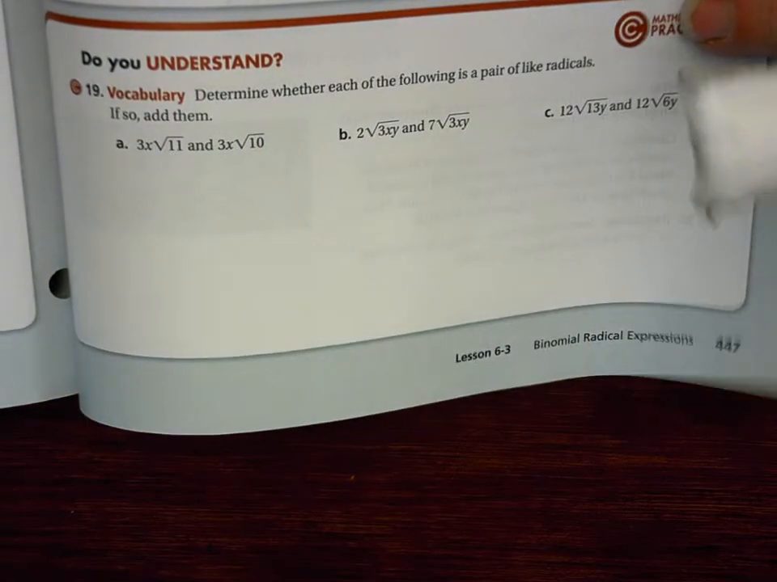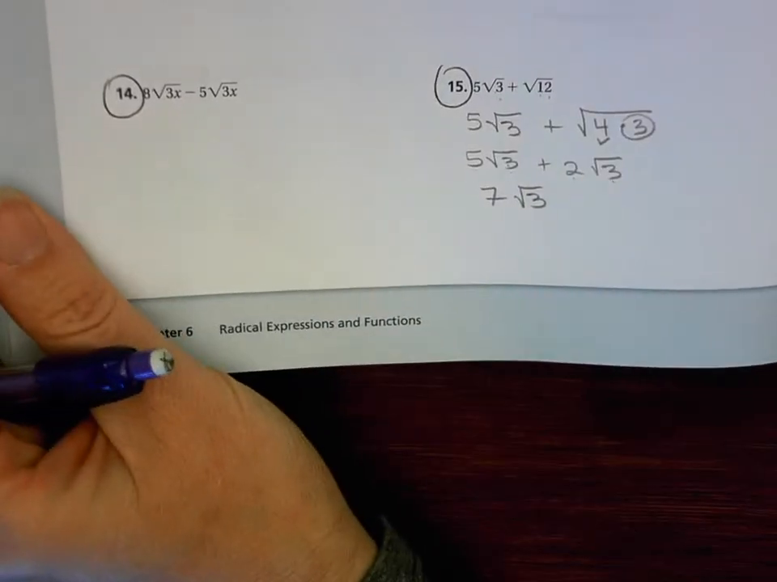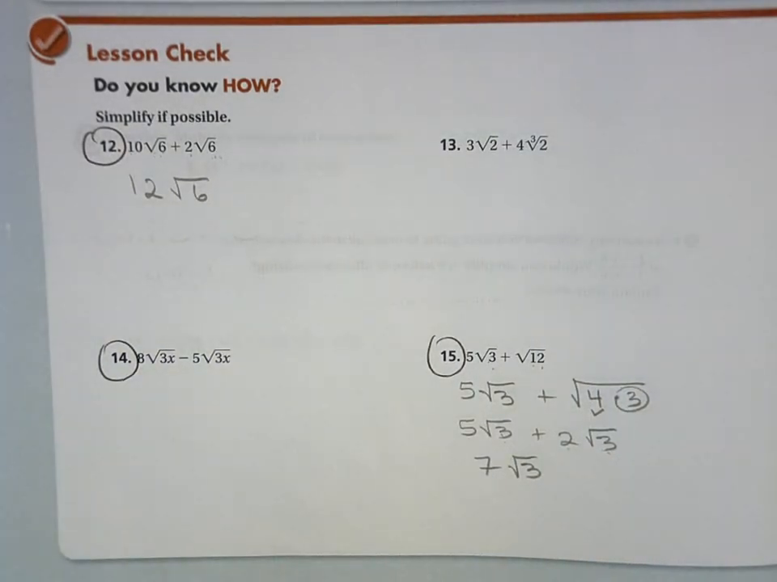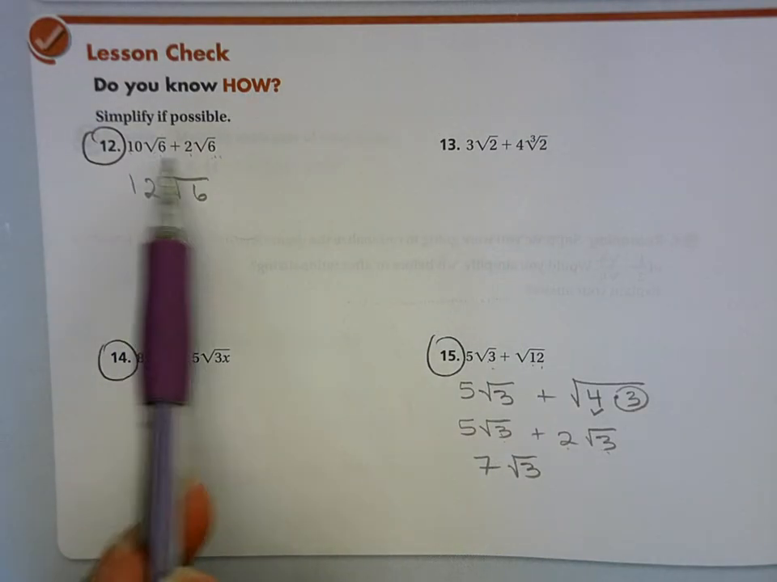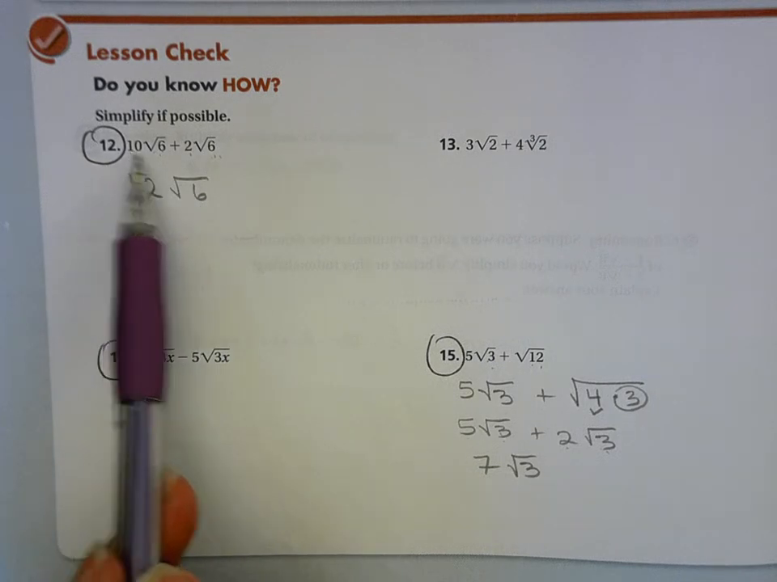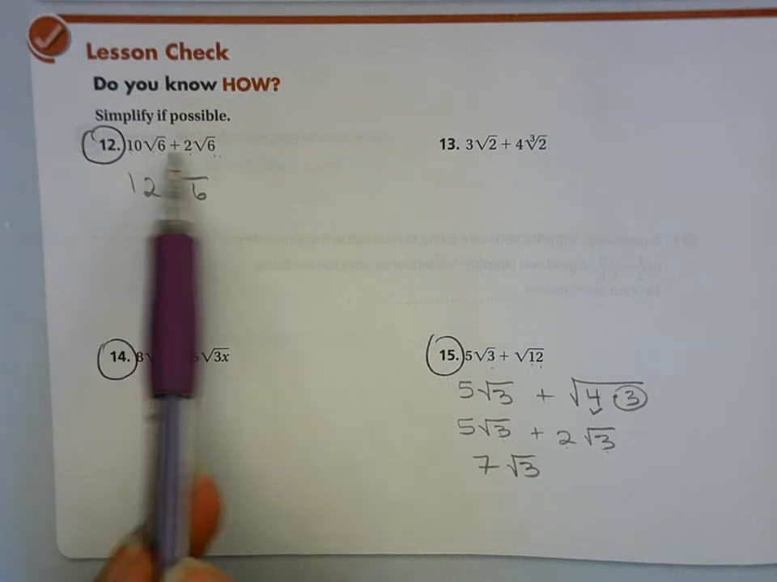And then on page 446, let's take a look at question number 12. These are both root 6, so that means I can add them together. So I'm going to add my integer values, so 10 and 2, which is 12, and then root 6 stays the same.